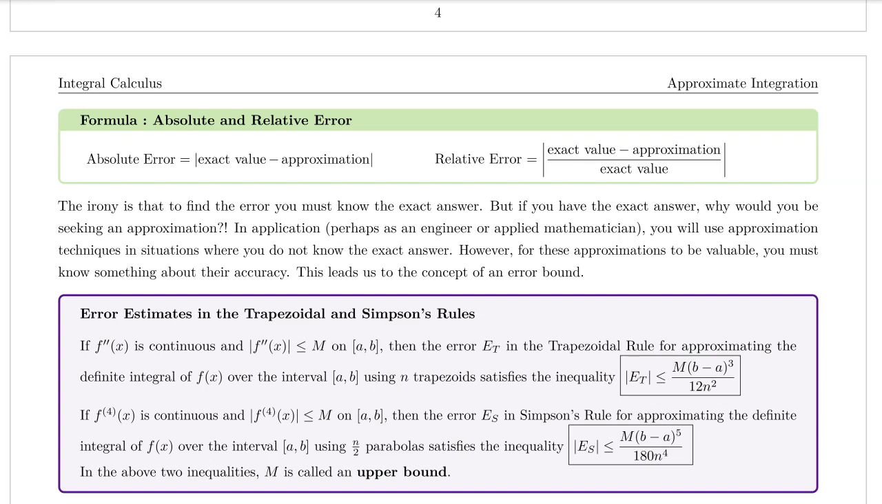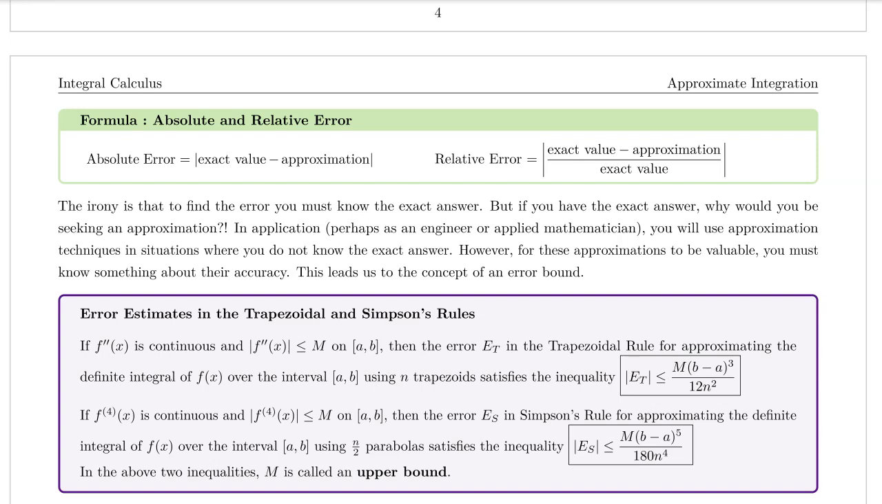The irony is that to find the error, you must know the exact answer, but if you have the exact answer, why would you be seeking an approximation in the first place? Well, in application, perhaps as an engineer or applied mathematician, you will use approximation techniques in situations where you do not know the exact answer. However, for these approximations to be valuable, you must know something about their accuracy. This leads us to the concept of an error bound. So next we'll talk about error estimates in the trapezoidal and Simpson's rule.